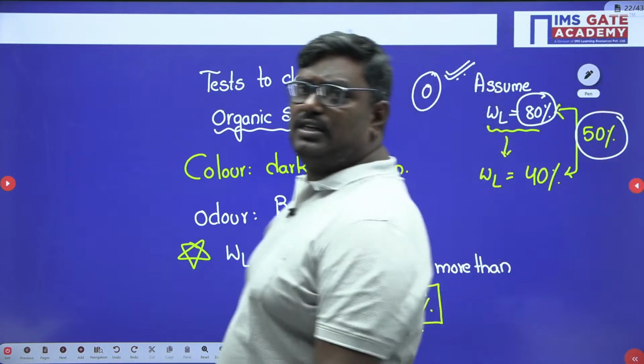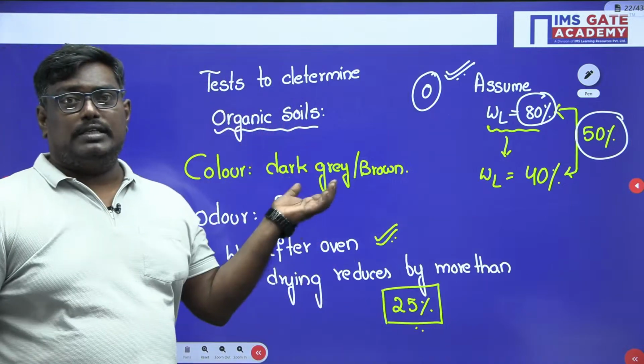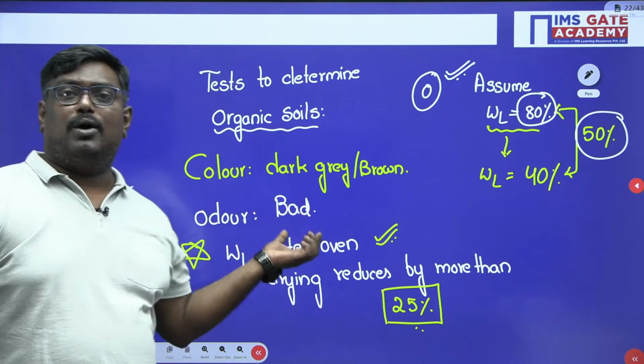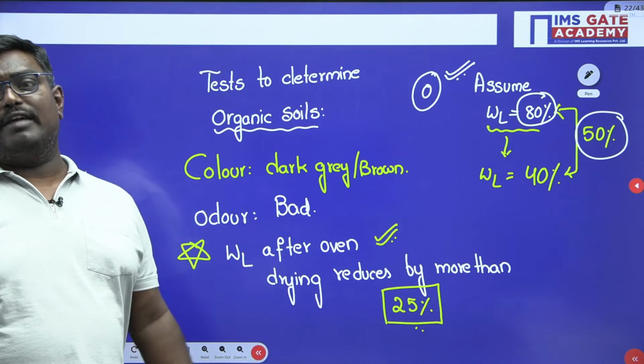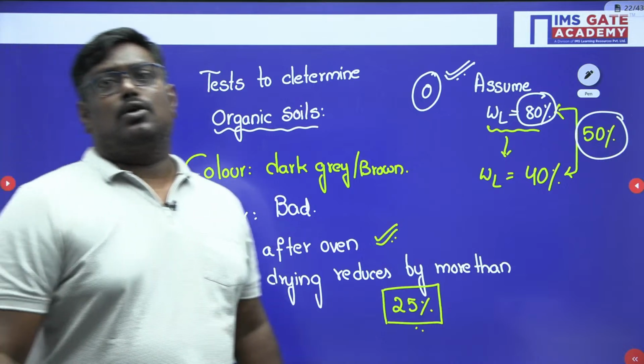Agree, my dear students? So how do you distinguish the organic soil, sir? First, color will be dark gray or brownish. Odor will be a bad odor. Liquid limit after oven drying reduces by more than 25%. Then we treat that soil as organic soil. Agree?